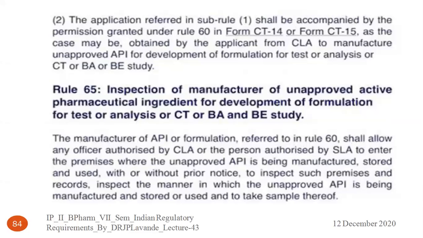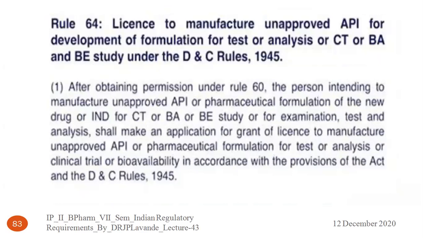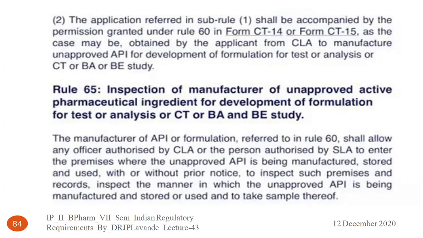The application referred in Sub-Rule 1 shall be accompanied by the permission granted under Rule 60 in Form CT 14 or Form CT 15, as the case may be, obtained by the applicant from Central Licensing Agency to manufacture the unapproved API for the development of formulation for test or analysis or clinical trial or bioavailability and the bioequivalence studies. So they should have the CT14 and the CT15 forms. That is the Rule number 64. That is the license associated with the manufacture of the unapproved API.